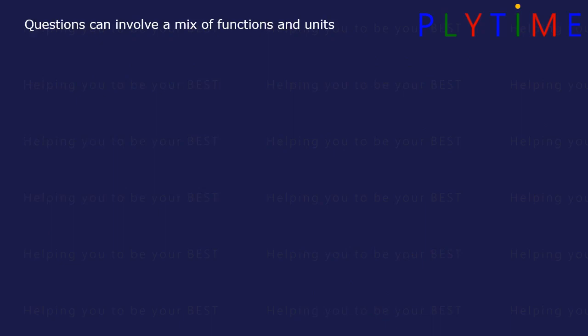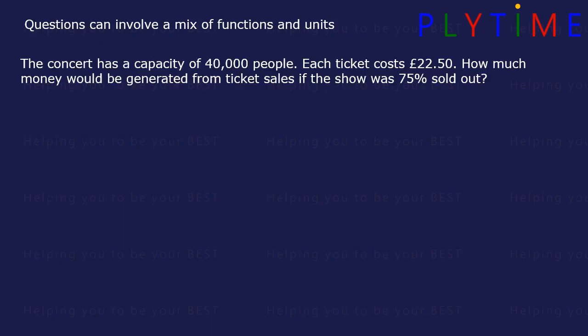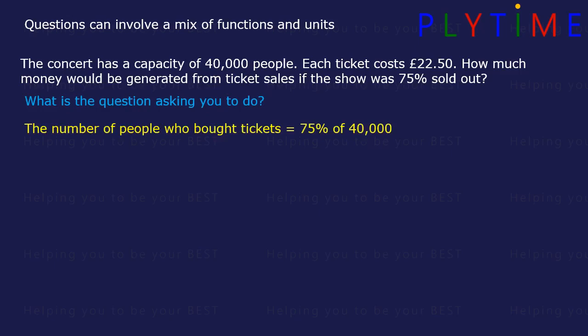Questions can involve a mix of functions and units. The concert has a capacity of 40,000 people. Each ticket costs £22.50. How much money will be generated from ticket sales if the show was 75% sold out? What's the question asking you to do? Find the number of people who bought tickets, 75% of 40,000. Then multiply that answer by £22.50, the cost of each ticket.